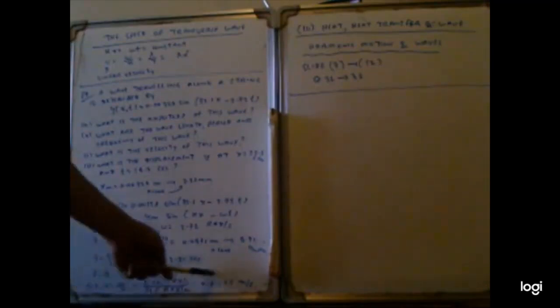And velocity v is omega by k. Omega I already know is 2.72, and k is 72.1. So the velocity is 0.0377 meter per second.